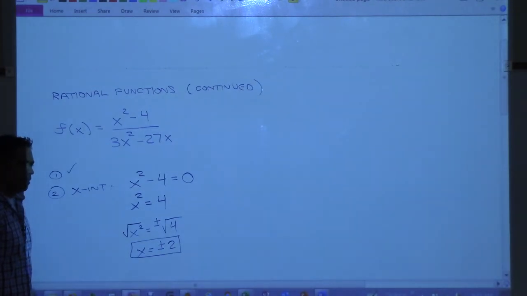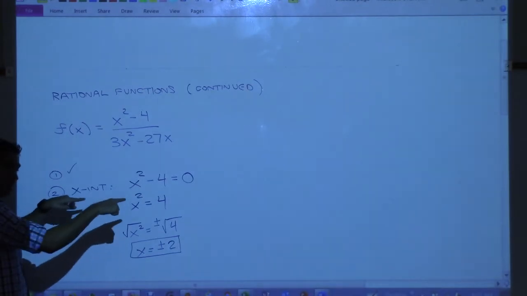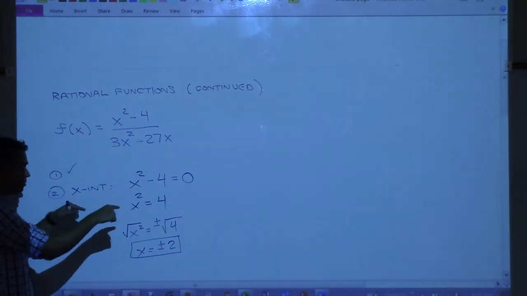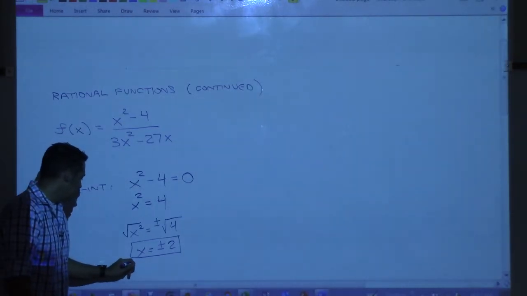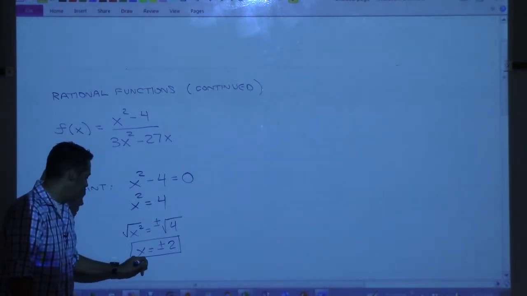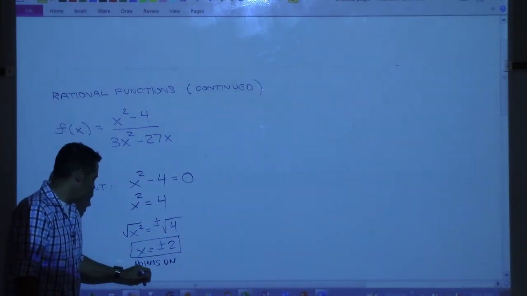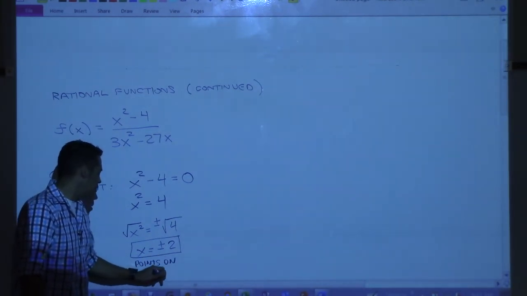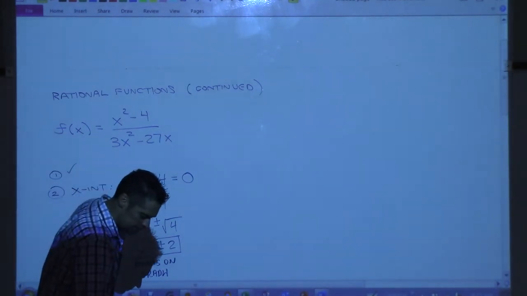Take a guess. If they're x-intercepts, they should just be points that are on our graph. So remember, I like to put under here, at least on these first few examples, these are going to be points on the graph. Your x-intercepts are always points on the graph. All right? Moving on to step 3.